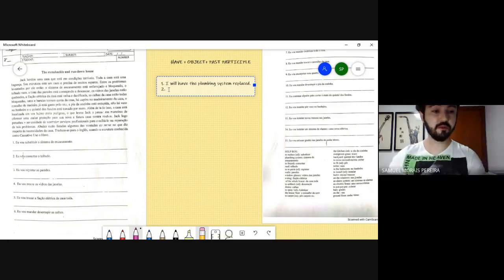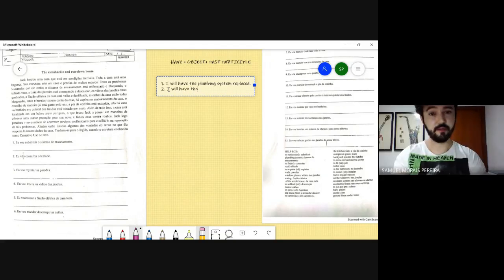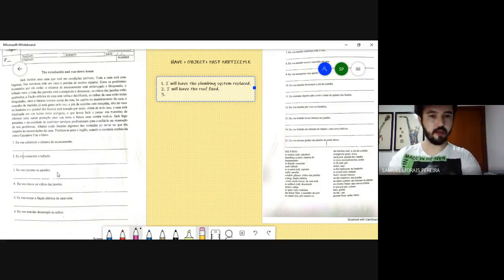Okay, so eu vou consertar o telhado. How do you say that, Ian? So I'll have the roof fixed. Yes, perfect. That's it. So I'll have the roof fixed. Fica aí que eu vou pegar você para a próxima, tá? So, number 3. Ian, how do you say eu vou repintar as paredes?